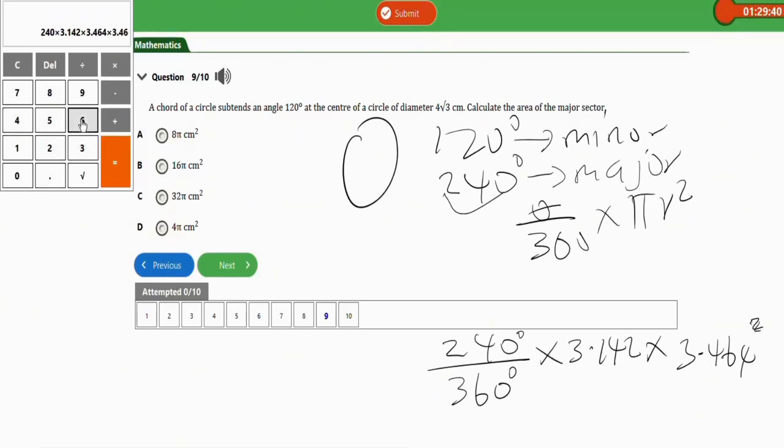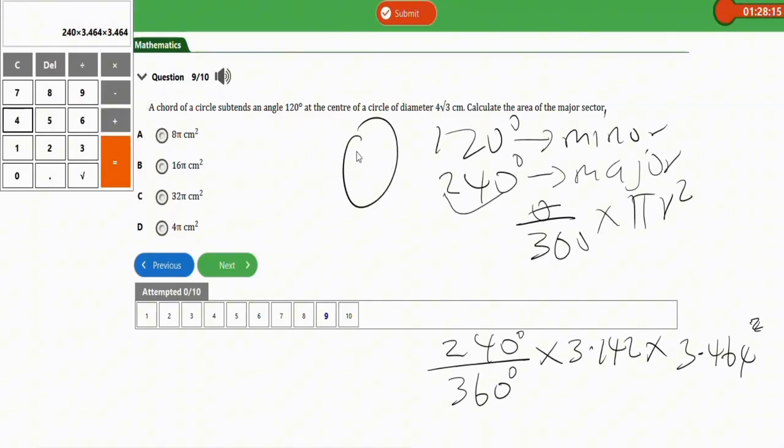The options we have here, they didn't break down the pi. So basically, what we can do now is ignore the value of pi, which is 3.142, and remove it so that we align with the options we have here. So this will give us 240 times 3.464 times 3.464. Alright, remember the pi is inclusive.